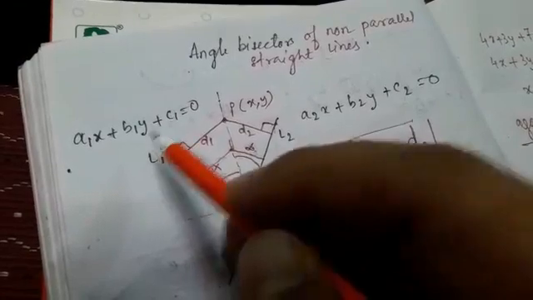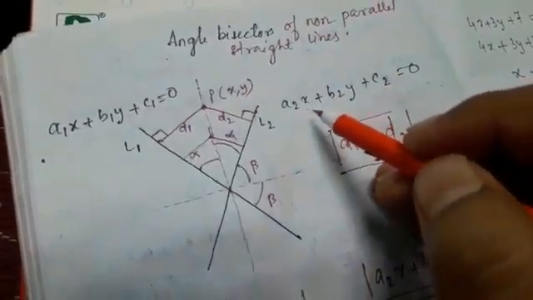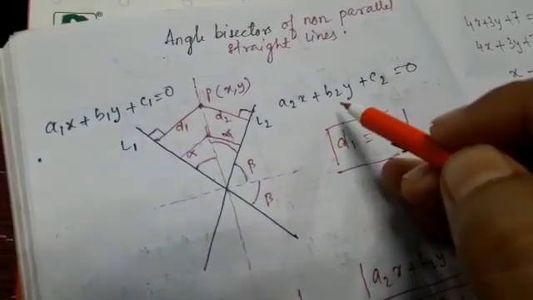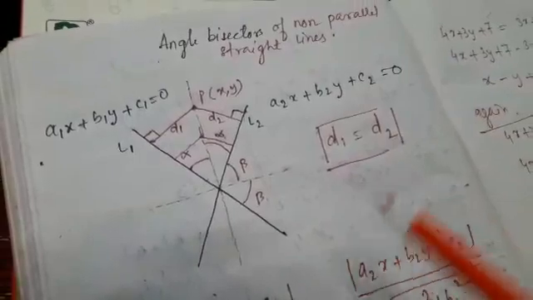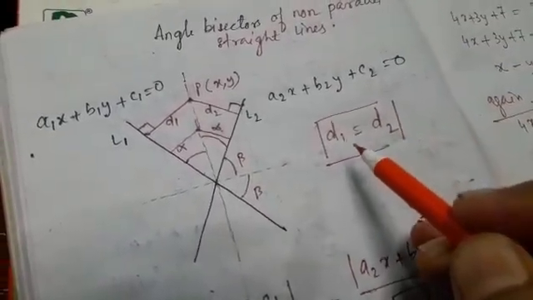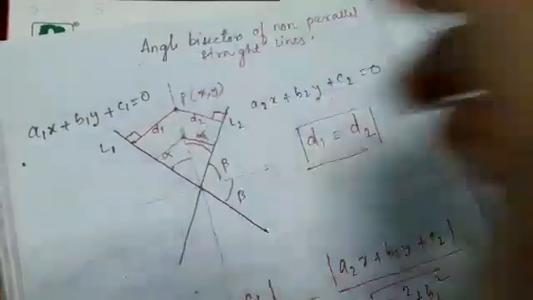with the equation a1x plus b1y plus c1 is equal to 0, and the equation of this other line L2 as a2x plus b2y plus c2 equal to 0. Fine. Then according to the condition, d1 is equal to d2. This distance is equal to this distance.